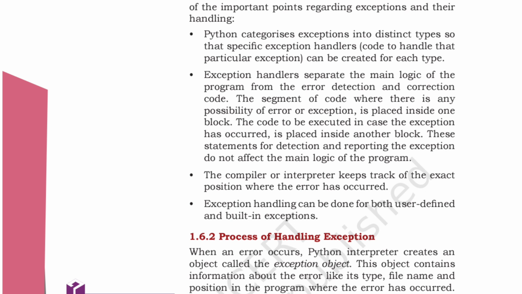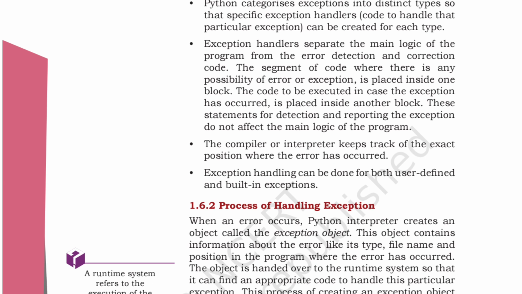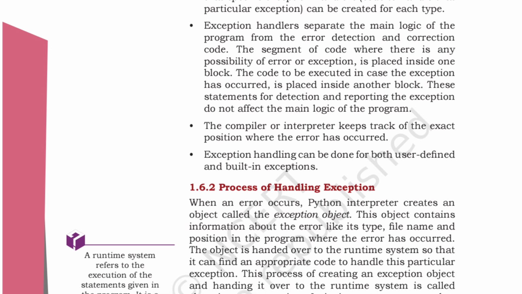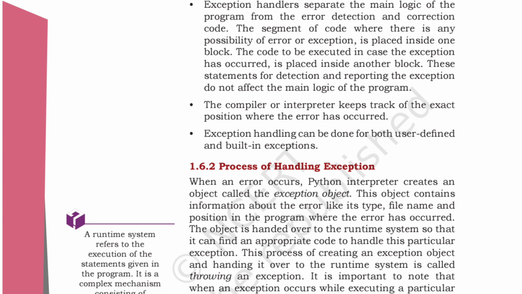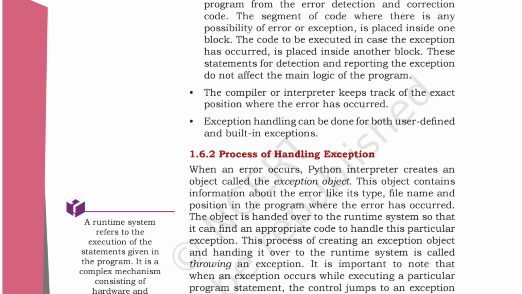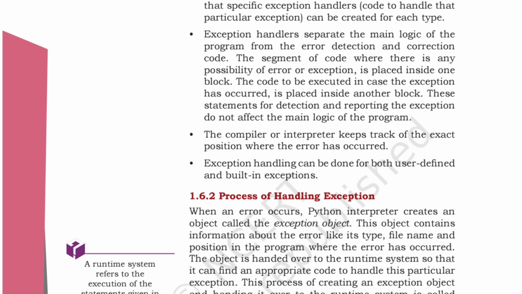There will be different types of blocks inside blocks, and the statements for detection and reporting of the exception do not affect the main logic of the program. The compiler or interpreter keeps track of the exact position where the error has occurred. Exception handling can be done for both user-defined and built-in exceptions. Built-in exceptions, user-defined exceptions, what do they mean? If we are defining something ourselves, it is user-defined; built-in exceptions we already saw, the different types of exceptions and errors.